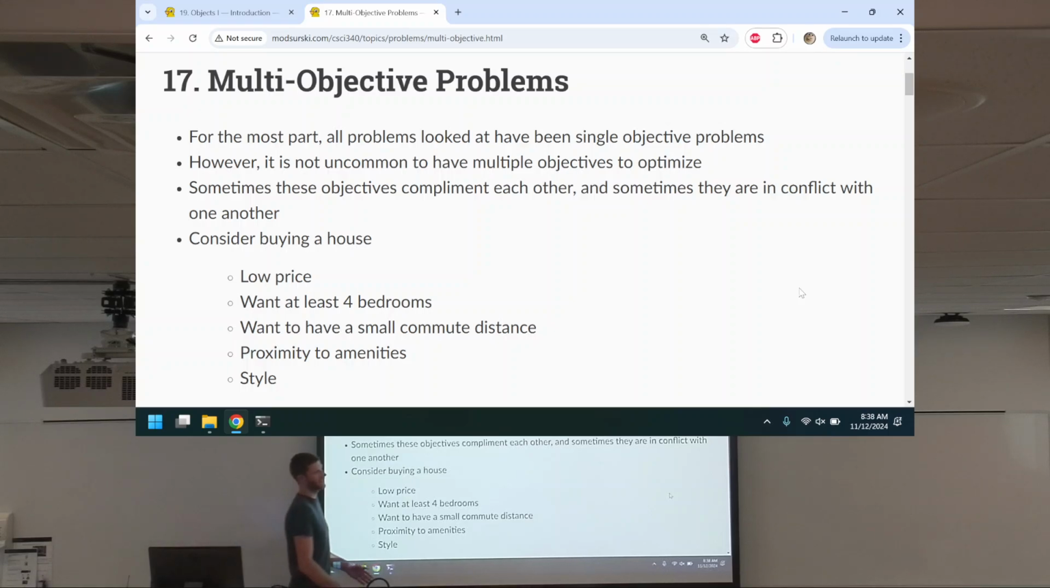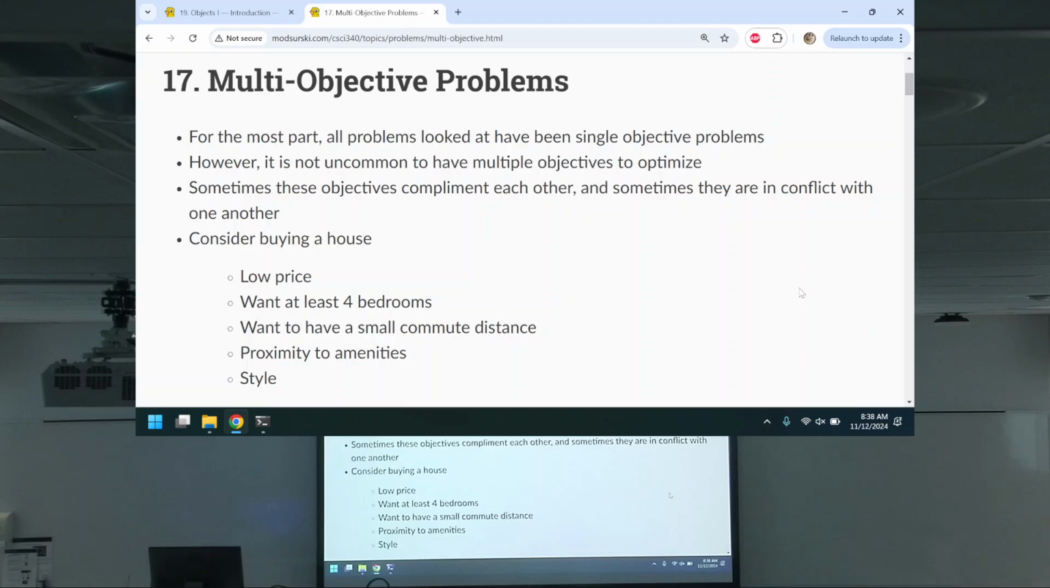But that is obviously a small set of all of the potential problems out there. There are a lot of problems out there that are multi-objective. Sometimes these objectives are cooperative, for lack of a better term, where they just go together really well. As opposed to sometimes you have objectives that are in conflict with one another. I want to buy a big house, but I don't want to pay a lot. Well, those tend to go against each other.